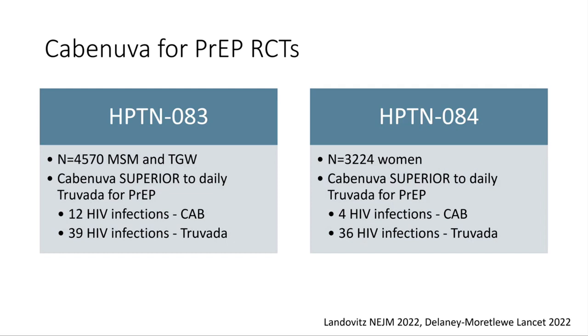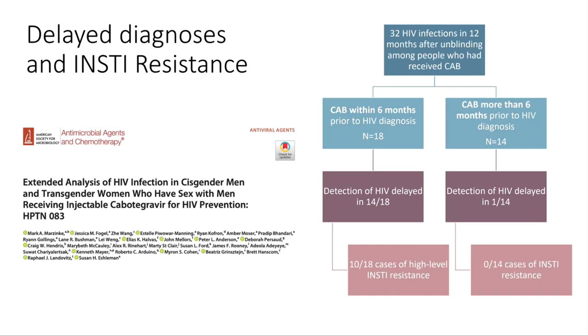in groups with about equal numbers. And why I mention that is that then they looked at those new infections in the people who had gotten cabotegravir. So this was a follow-up paper. The trial was ended because of effectiveness. After they unblinded, people could stay on cabotegravir, they could switch to oral, or they could stop PrEP completely. And in the 12 months after unblinding, there were 32 HIV infections in people who had gotten cabotegravir.